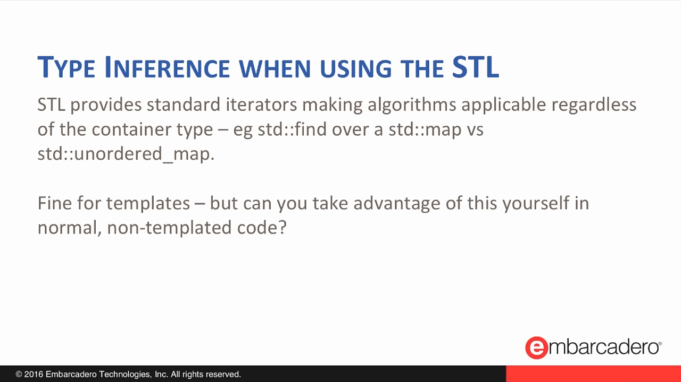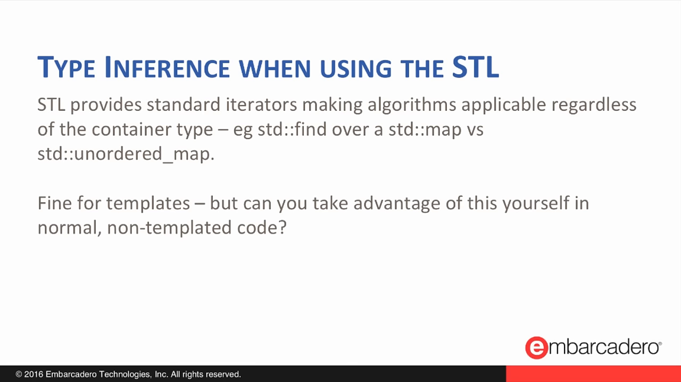Let's look at another example. When the STL was created, one of the selling points or benefits was being able to run algorithms or other code that interacts with collections even if you change the type of the collection. If iterators were defined, for example, std::find would work even if you changed a std::map to a std::unordered_map or a hash map. That's fine in templates, but it's not so easy in your own code.